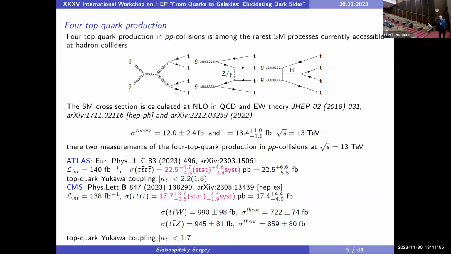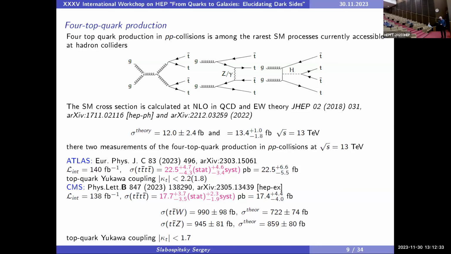The first is that this process is one of the rarest processes which can be measured at LHC. The cross section is about 4 orders of magnitude smaller than TT bar production. Another interesting point is that the explicit measurement of this process provides us an independent way to measure the Yukawa coupling constants. Both experiments, I mean ATLAS and CMS, have measured these processes.